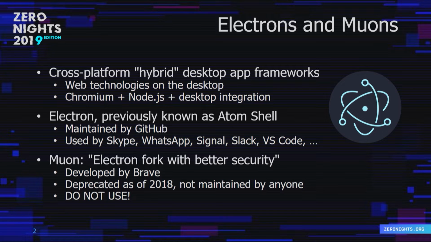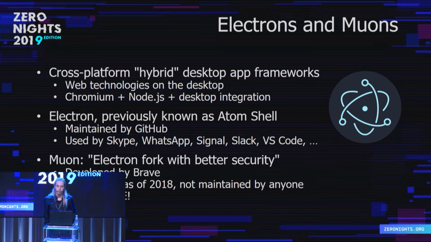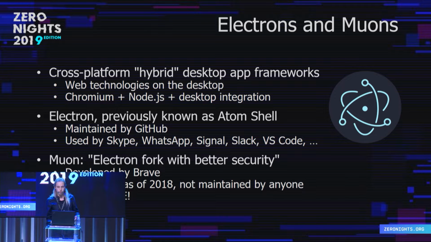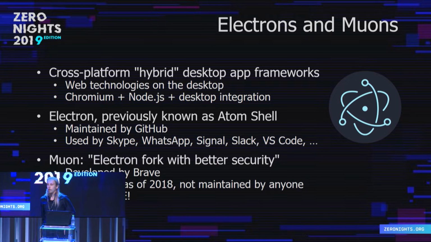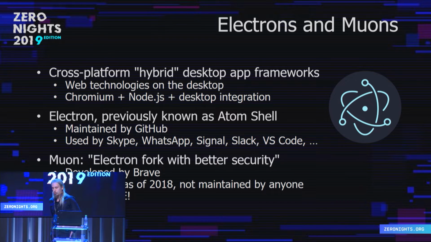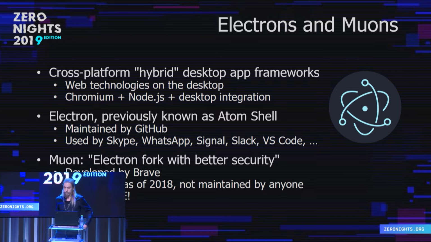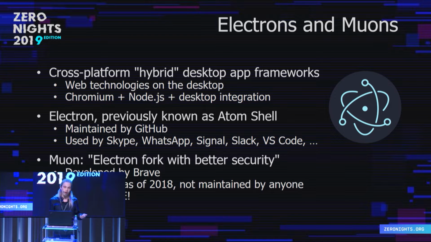So anyway, if you're not familiar with Electron, what it essentially is, is just a hybrid desktop app framework. It lets you write HTML and JavaScript and make desktop applications using those web technologies. Without going into too much detail, it's technically just the Chrome browser bundled with Node.js and some custom APIs.